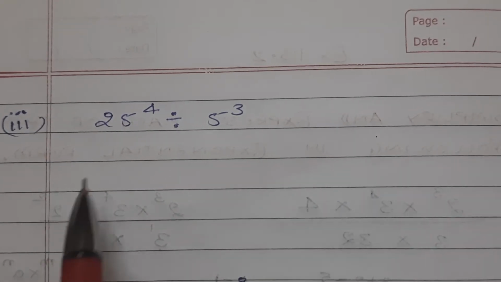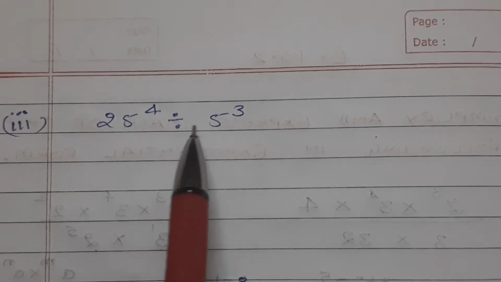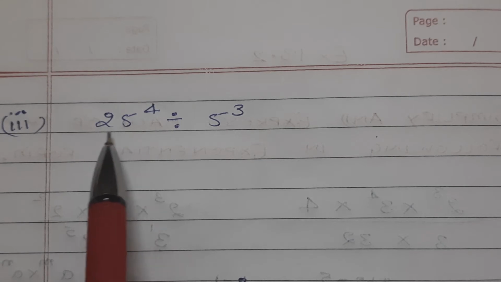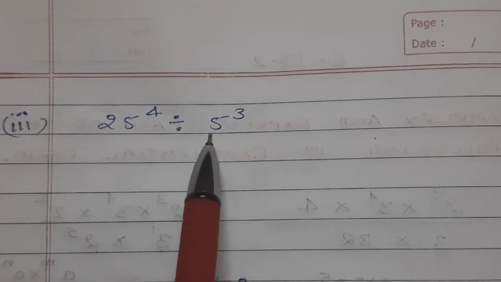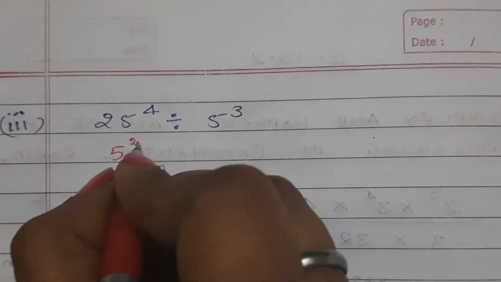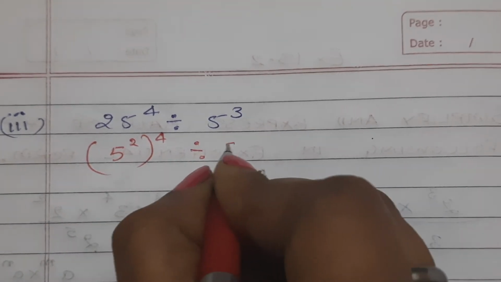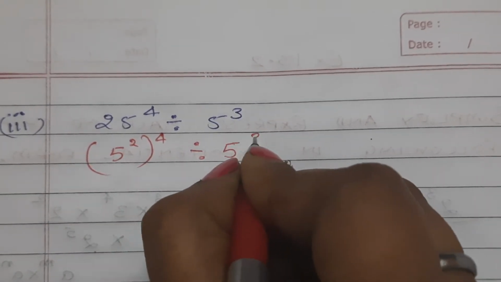So next is 25 raised to power 4 divided by 5 raised to power 3. So again we can easily convert both the bases to be the same. How will we convert? We know that 5 raised to power 2 is 25. Its power is 4, given, divided by 5 raised to power 3.